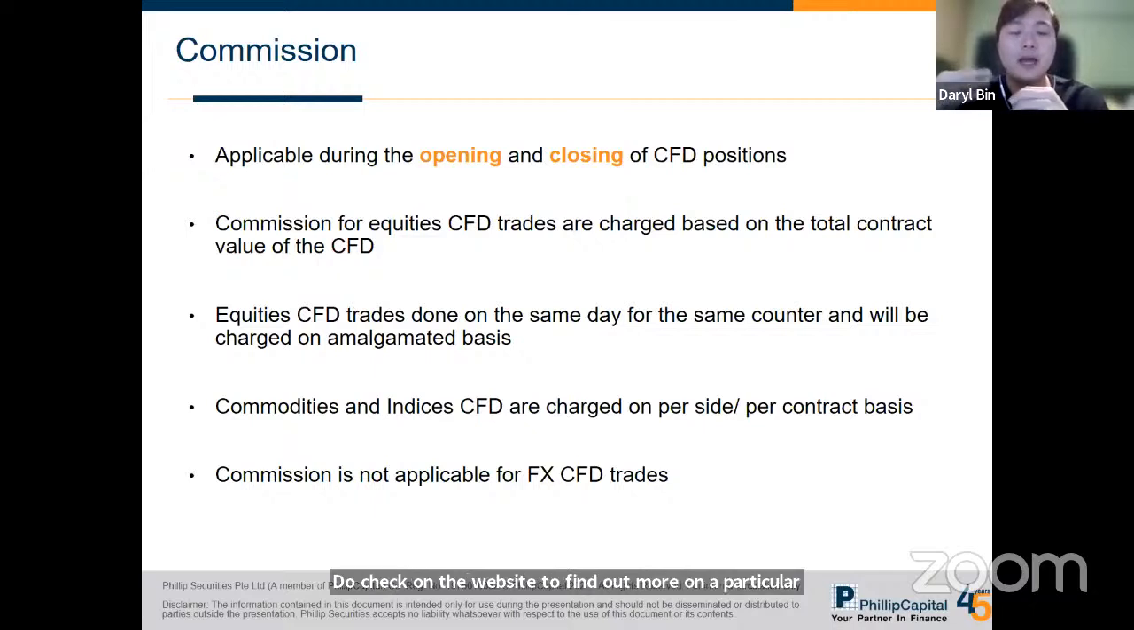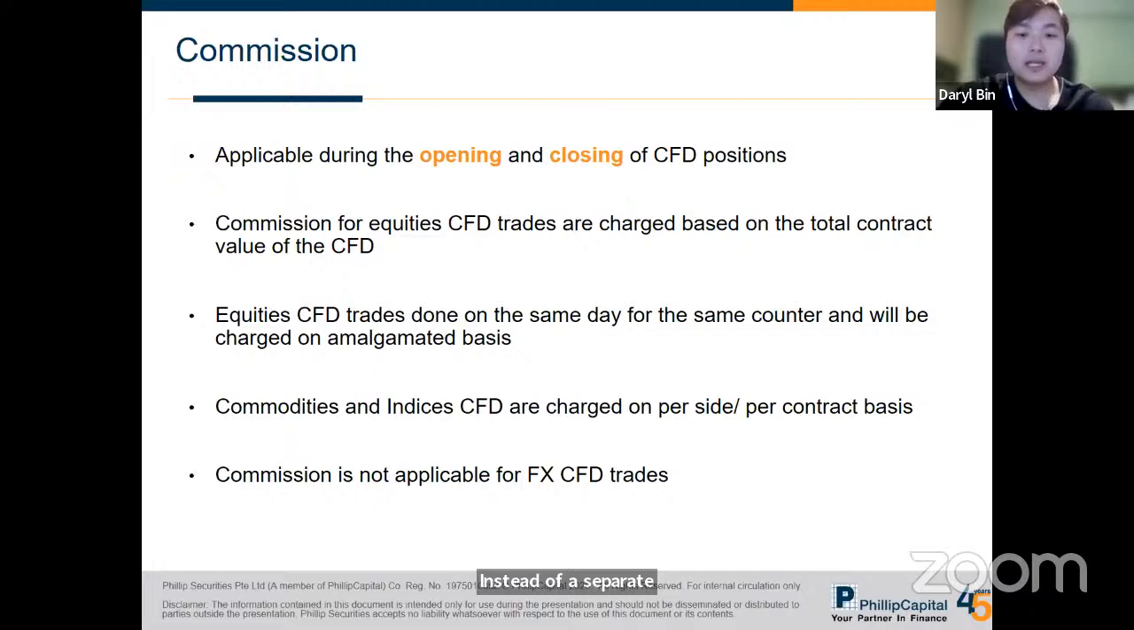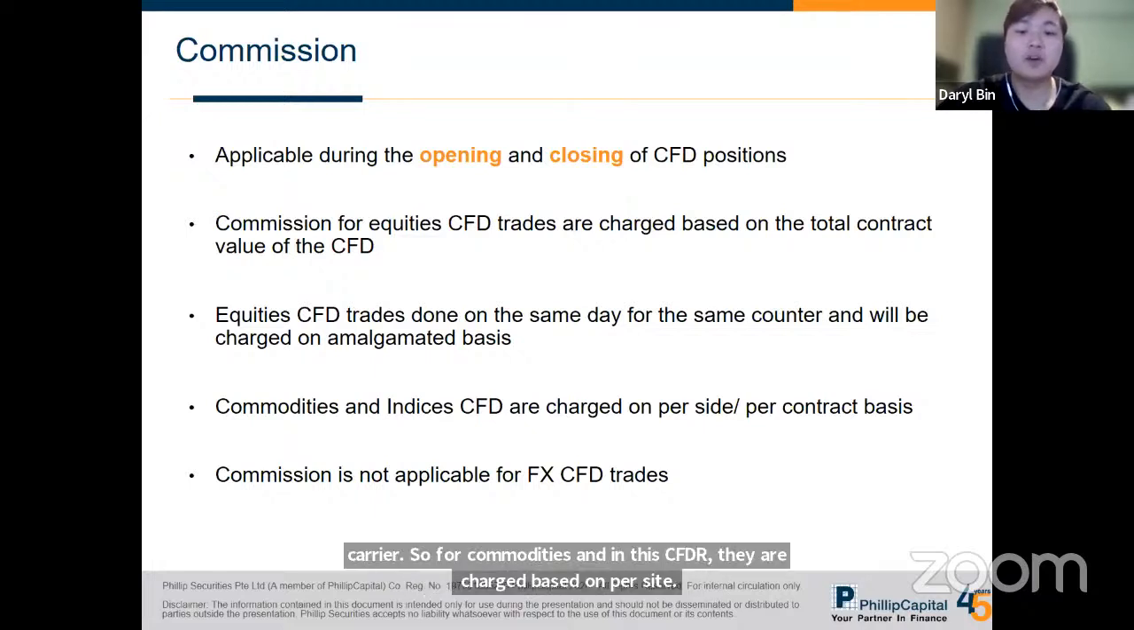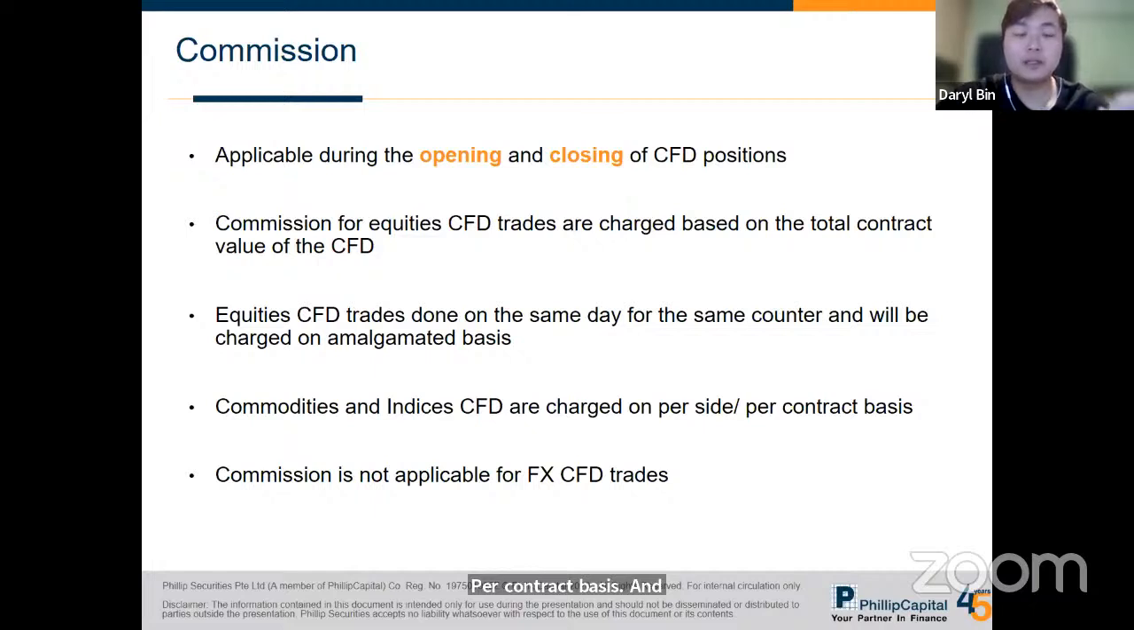Equity CFD trades done on the same day for the same counter will be charged on an aggregated basis, which means that the collective commission is charged against the total value of the day's transactions instead of a separate commission for each transaction carried out. For commodities and indices CFD, they are charged on a per side per contract basis. And commission is not applicable for FX CFD trades. For more information, you can find out on our website.